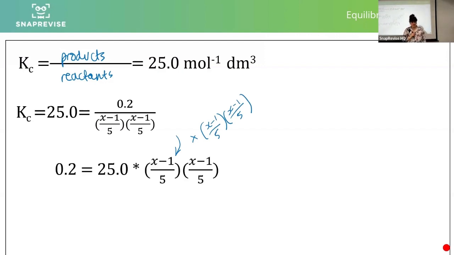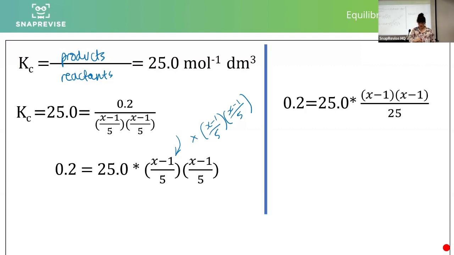So let's times everything by the bottom of the fraction. I end up with 0.2, because that's now not part of a fraction, is equal to 25 times by x minus 1 over 5 times x minus 1 over 5. Can I simplify anything? If I simplify this section here, I've got divided by 5, and times by 25. Well, they cancel then, don't they? If I combine these equations, my 25 times 25 divided by 25 would cancel. And I'd end up with 0.2 is equal to x minus 1 squared.